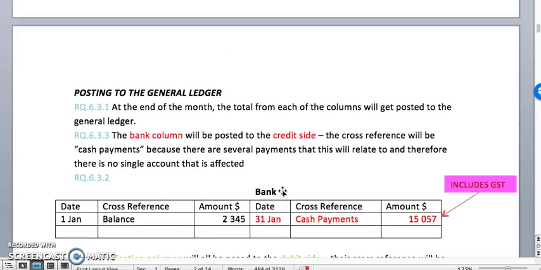Okay, posting to the general ledger, very, very similar to when we were talking about the cash payments journal, the purchases journal and the sales journal. So I will run through this reasonably quickly. At the end of the month, again, please don't forget the month, not the period, the month. The total of each of the columns will get posted to the general ledger.